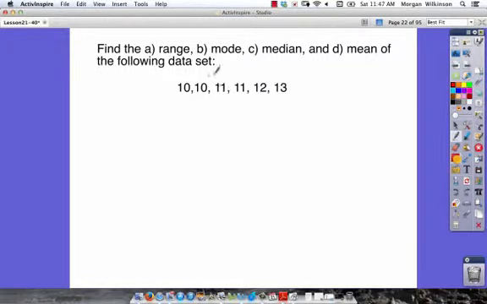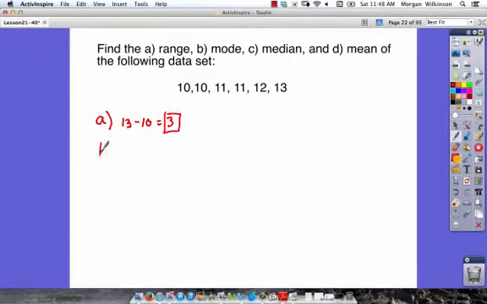We want to do the same thing here. We want to find the statistics, the range, the mode, the median, and the mean of the following data set. So this one, well, everything's already in numerical order. So for problem A, our range, well, that's the biggest minus the smallest. It must be 13 minus 10, and that's equal to 3.